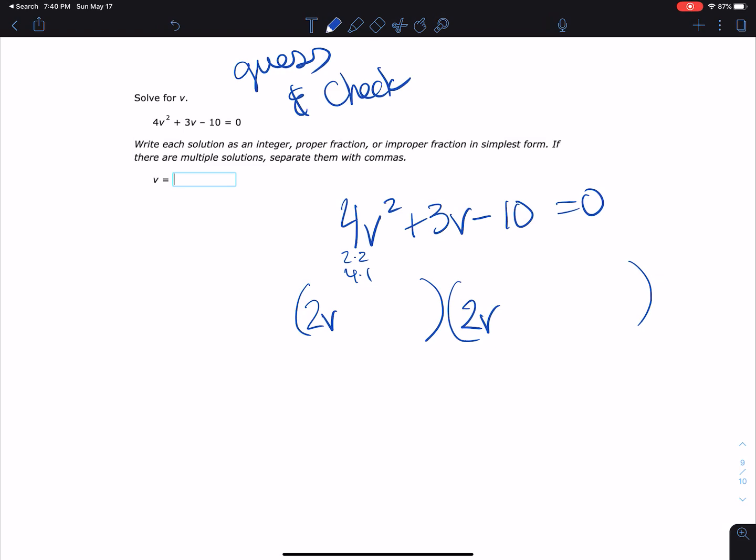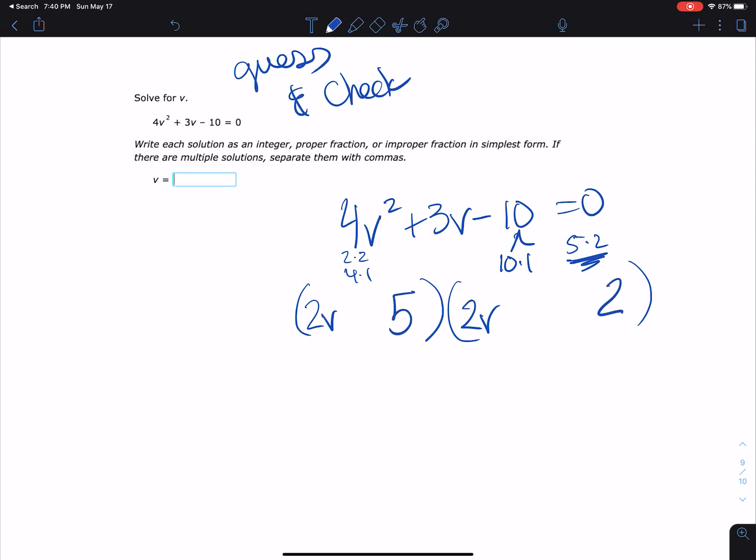Now, luckily, to make 10, I have 2 options: 10 and 1, or 5 and 2. Ugh, okay. Well, I guess I'm going to go with 5 and 2 first, because 10's pretty big and would make these big. So let's try 5 and 2 first and see what we got.